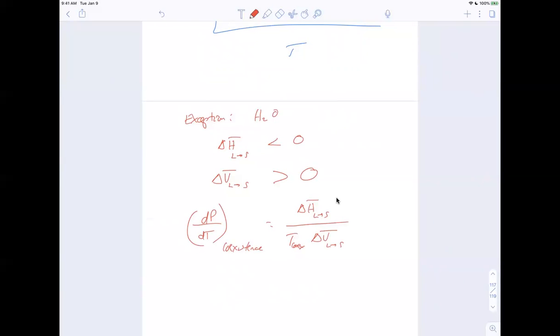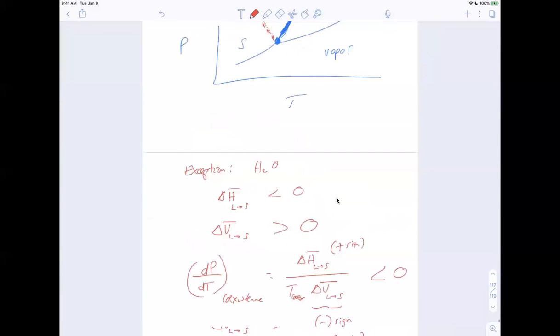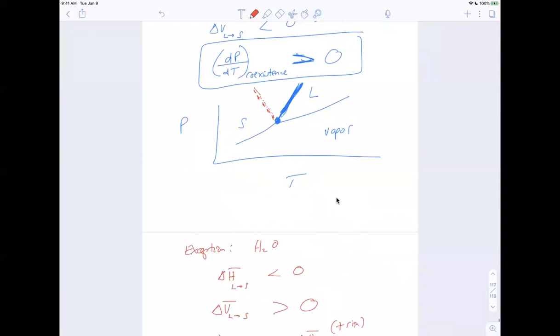We see then that this is negative. This slope is negative because this term has a positive sign, but this one has a negative sign. And so the slope, and T of course is absolute temperature, is always going to be positive. And so that's why in the case of water, we obtain this red curve, which has a negative slope. Okay, water is the exception here.